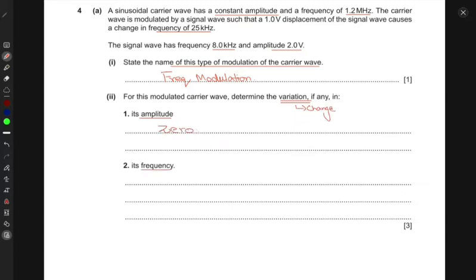What about its frequency? Well, frequency would vary by 25 kilohertz. So the frequency, which is 1.2 megahertz, varies. Now it will vary in plus minus 50 kilohertz, right, on both the directions. So if the change is 25 kilohertz, then it will displace in both the directions because it has to oscillate in both directions. So it will vary by plus minus 50 kilohertz.